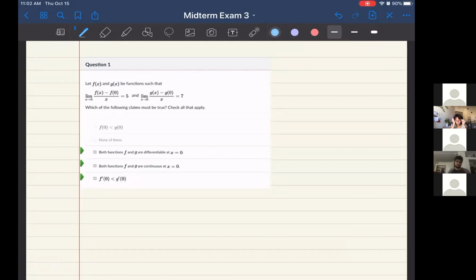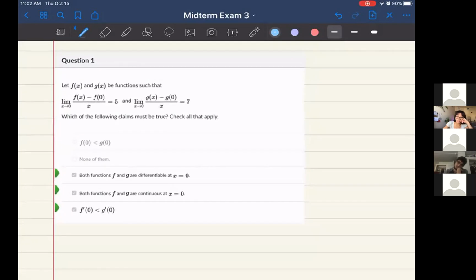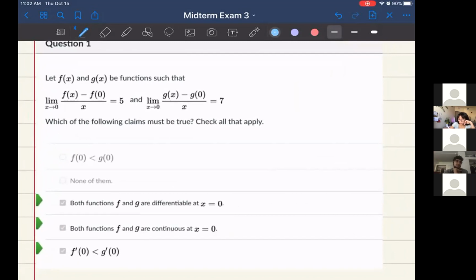Okay, let f of x and g of x be functions such that that stuff. Which of the following claims must be true? Check all that apply. So you see the limits, and does everyone recognize that it's a limit definition of the derivative? Yeah. Okay, so you know that f prime of 0 is equal to 5, and g prime of 0 is equal to 7.